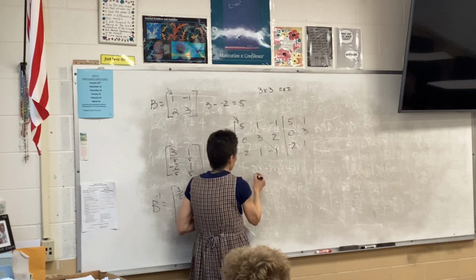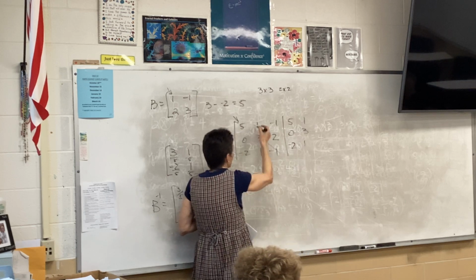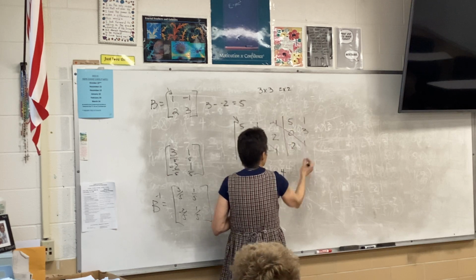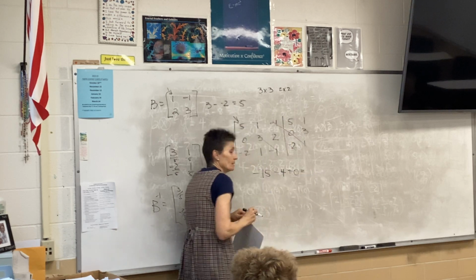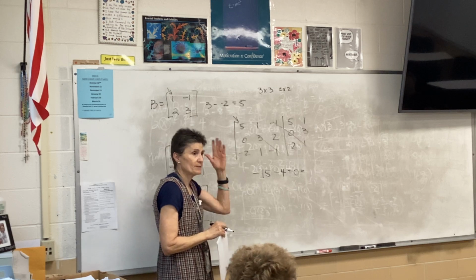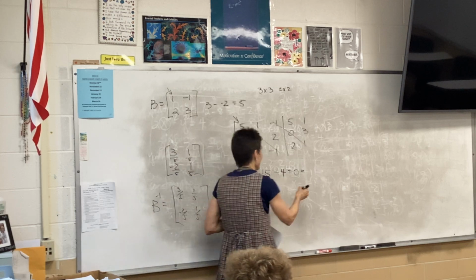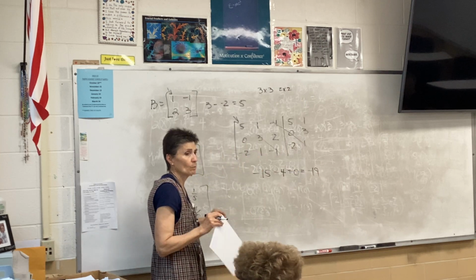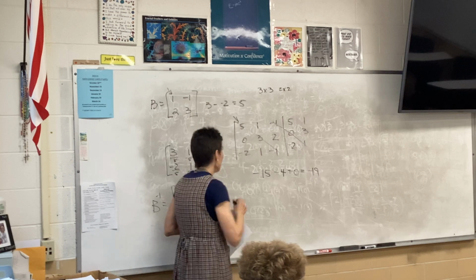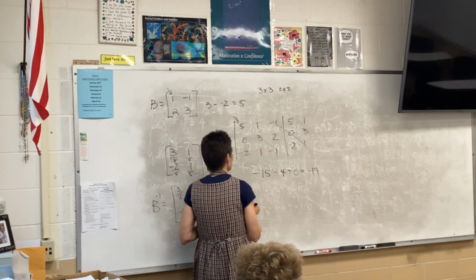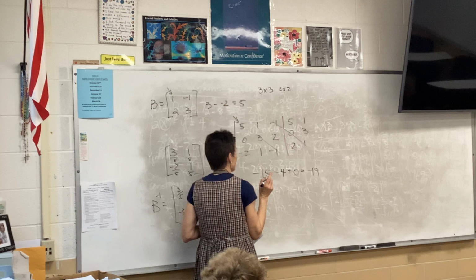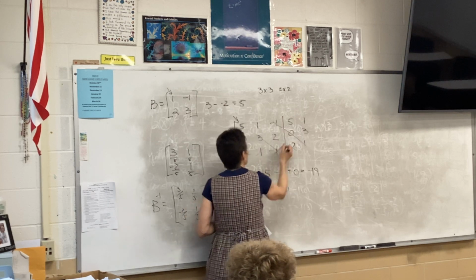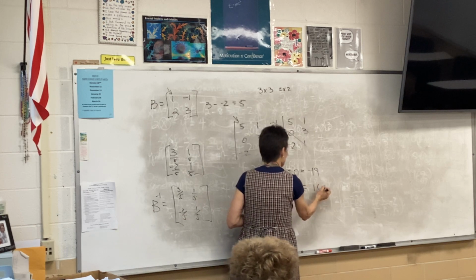Multiply those together, negative 15. Multiply these together, negative 4. And these together, 0. And total it all up. So negative 15, negative 4, and 0 gives me negative 19. And then what? Other way. So this is going to be positive 6. Watch your negatives, guys. That's positive 6, positive 10, and 0. So 16.